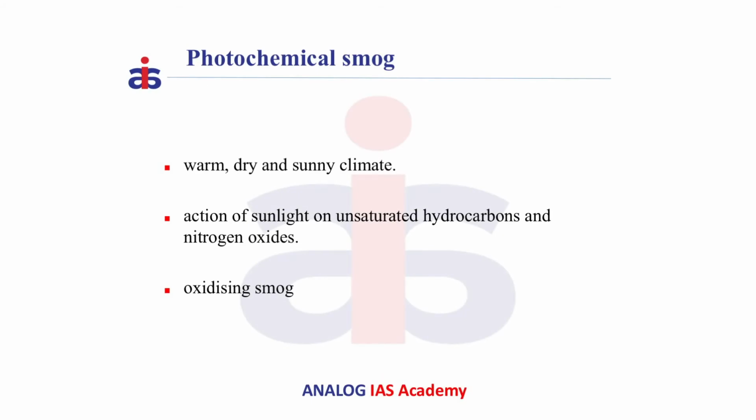Next, photochemical smog. This occurs in warm, dry and sunny climate. The main components result from action of sunlight on unsaturated hydrocarbons and nitrogen oxides produced by automobiles and factories. It has high concentration of oxidizing agents and so is called oxidizing smog.